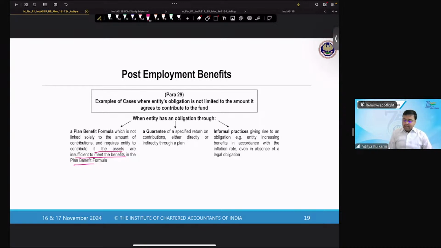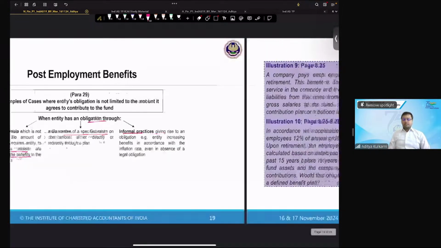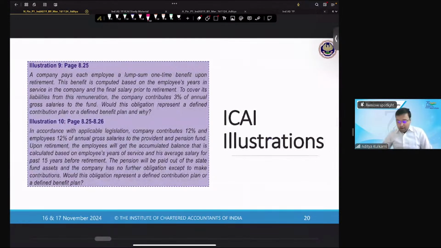Or a guarantee, there is an obligation through a guarantee of a specified return on contributions, or there is an informal practice, that is a constructive obligation. So these are cases where your obligation is not limited to the amount it agrees to contribute.